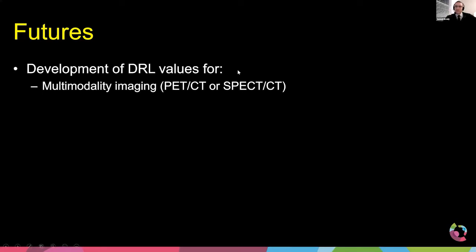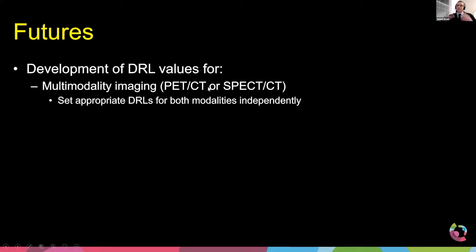There may be room to start collecting SPECT CT data. So now you've got your rotational nukes, and then especially for PET, obviously almost all modern systems come with CT. And so you have multimodality imaging. You have to set appropriate DRLs for each modality individually. So even though the PET CT scanner is a PET and a CT glued together, you need DRLs for them individually. And the same thing for SPECT CT.